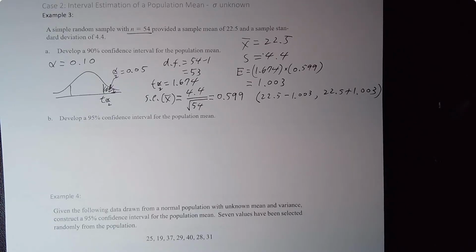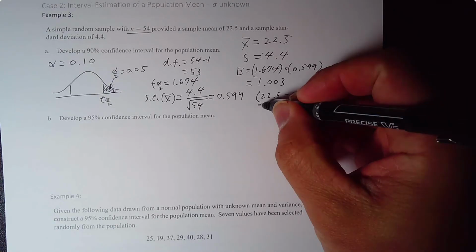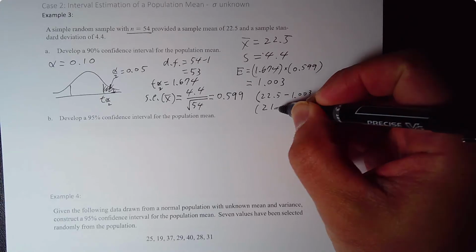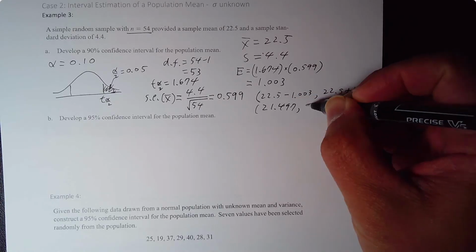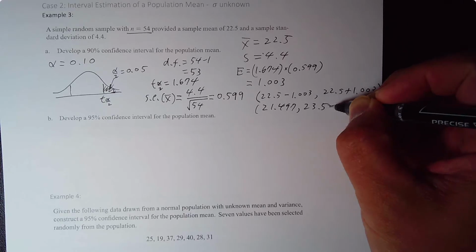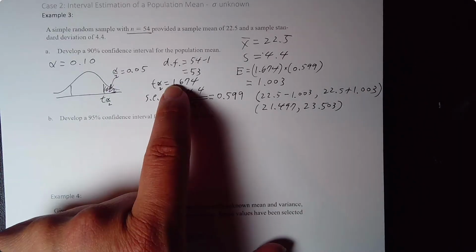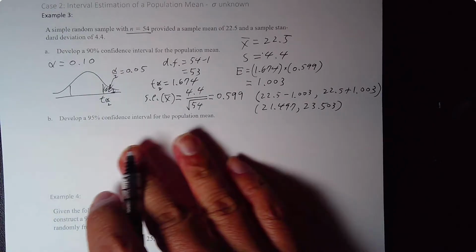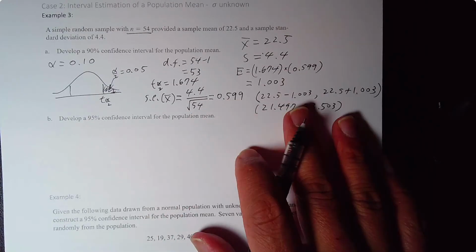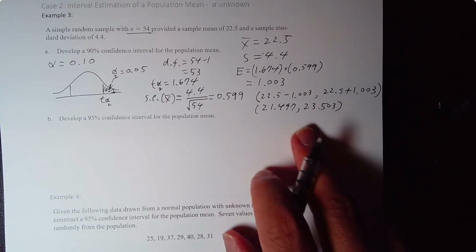So my interval will be 21.497, comma, 23.503. The only difference here is that the critical value is different. Otherwise, the formula is the same, and the interpretation of the interval is the same as well.